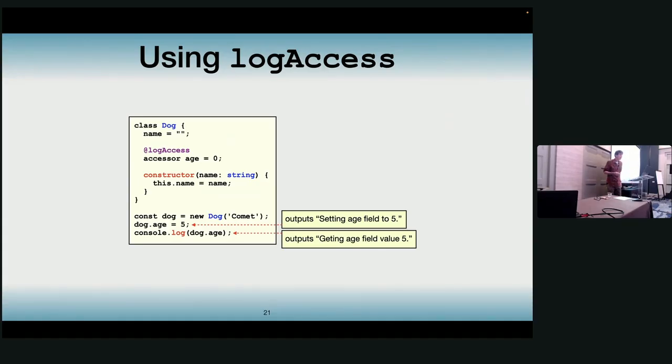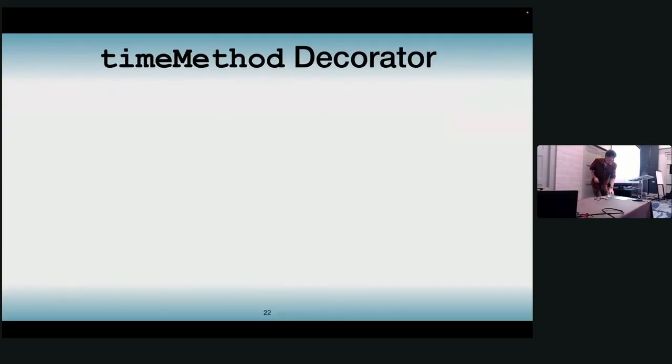So this could be useful for debugging an application. You could just temporarily add that decorator, and when you're finished debugging, you could remove that. Another common use of decorators is to measure how long it takes for methods to run.